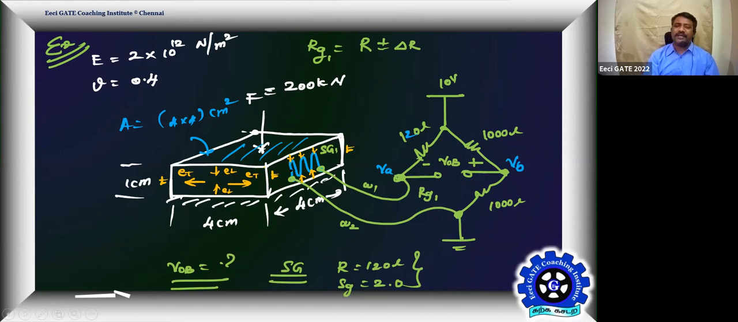So you are compressing, so thickness is getting decreased. So it is on the EL axis only. Therefore, RG1 is going to become R minus delta R. It's a compressive negative strain. R minus delta R, that's your RG1.